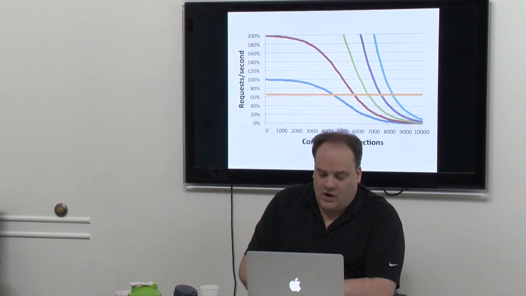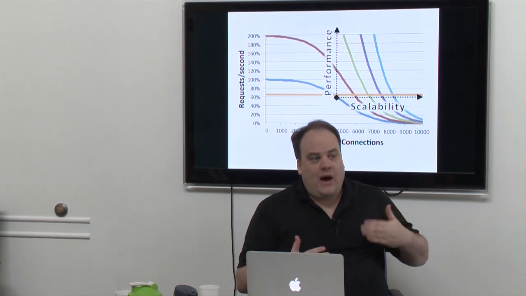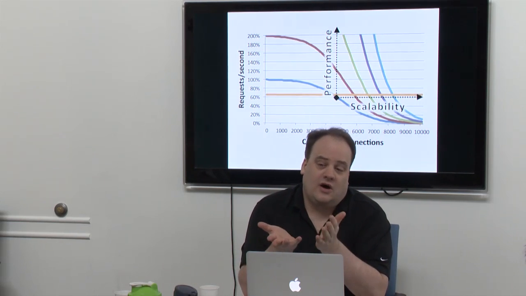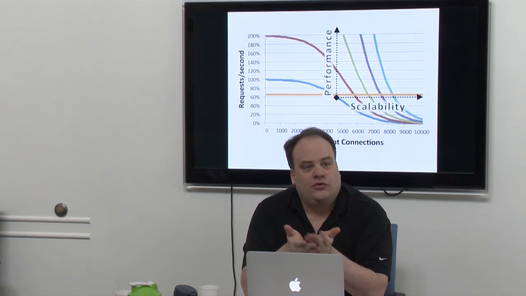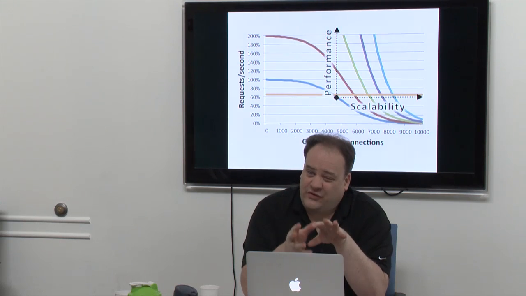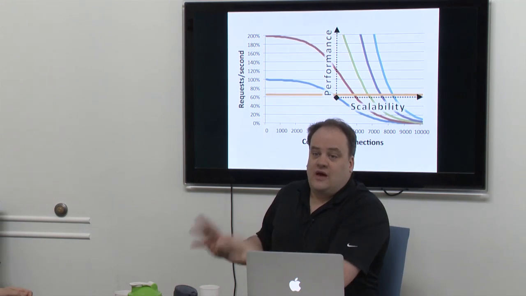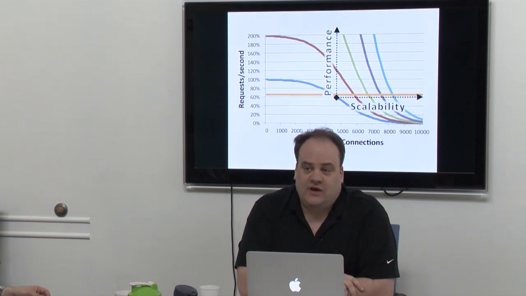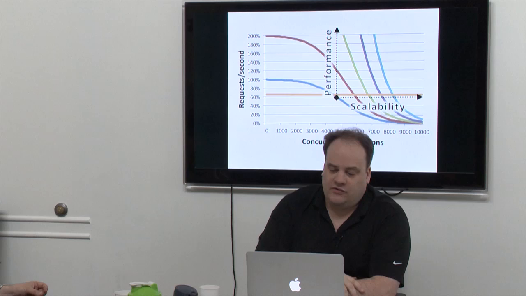And that's the point I want to try to make about scalability, that performance and scalability are sort of orthogonal concepts. The things you do to increase performance are a different set of things than the things you do to increase scale. And that's what my talk is really about: what do I need to do to achieve scalability? How do I get to 10,000 connections?